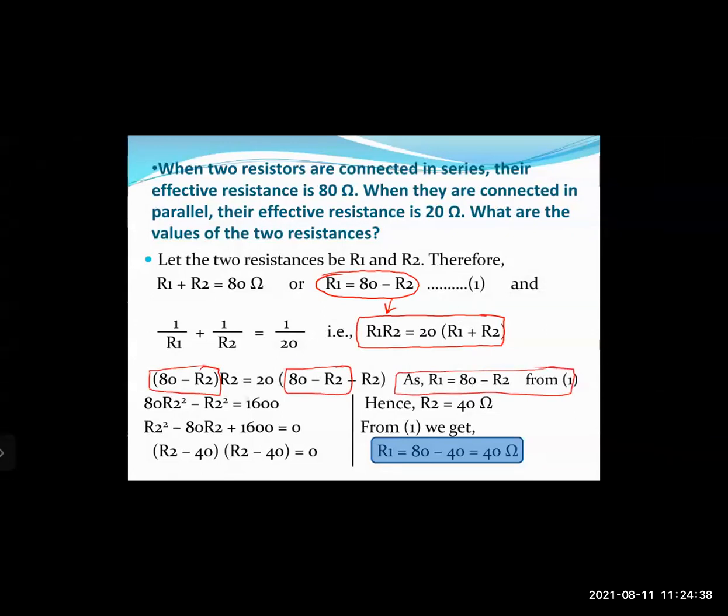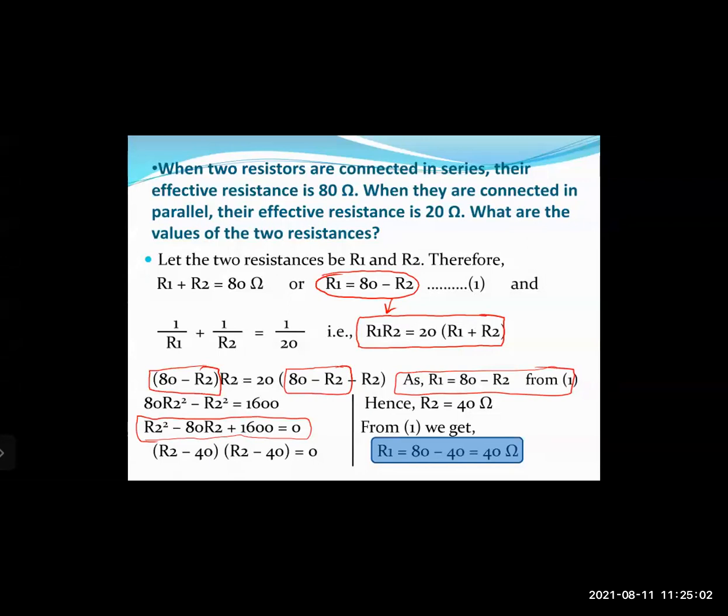Okay. Now on solving this, 80 into R2 square minus R2 square equal to 1600. We have just rearranged this equation. Okay, so R2 square minus 80 R2 plus 1600 is equal to 0, right? On solving this, we get what? R2 minus 40 into R2 minus 40 equal to 0.